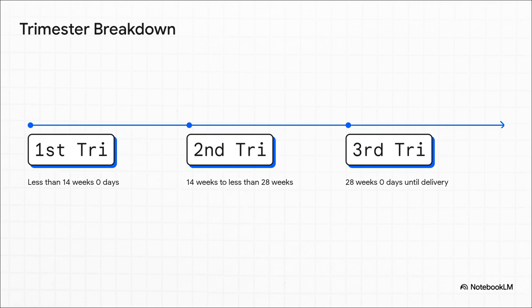As the pregnancy progresses, our codes have to adapt to match. The first trimester is anything less than 14 weeks and 0 days. The second trimester runs from 14 weeks and 0 days to less than 28 weeks and 0 days, and the third trimester kicks in at 28 weeks and 0 days, lasting until delivery. You've got to make sure your clinical documentation perfectly supports these precise timeframes.